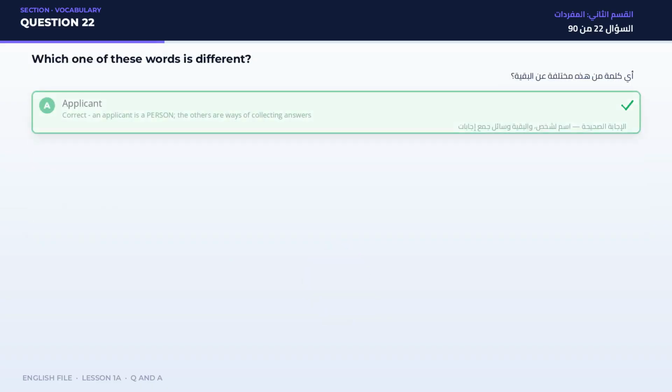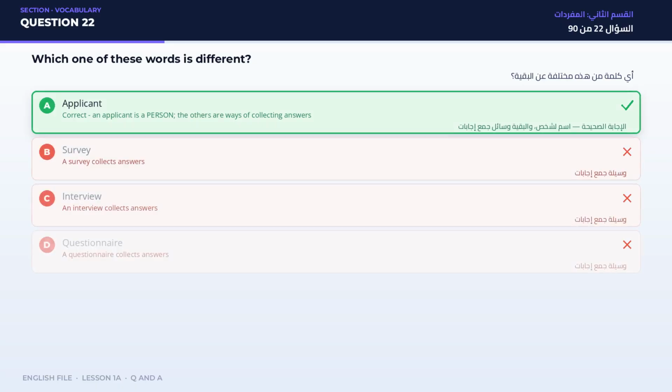The answer is A, applicant. An applicant is a person. The others are ways of collecting answers. Not B, a survey collects answers. C, an interview collects answers. D, a questionnaire collects answers. Question 23.